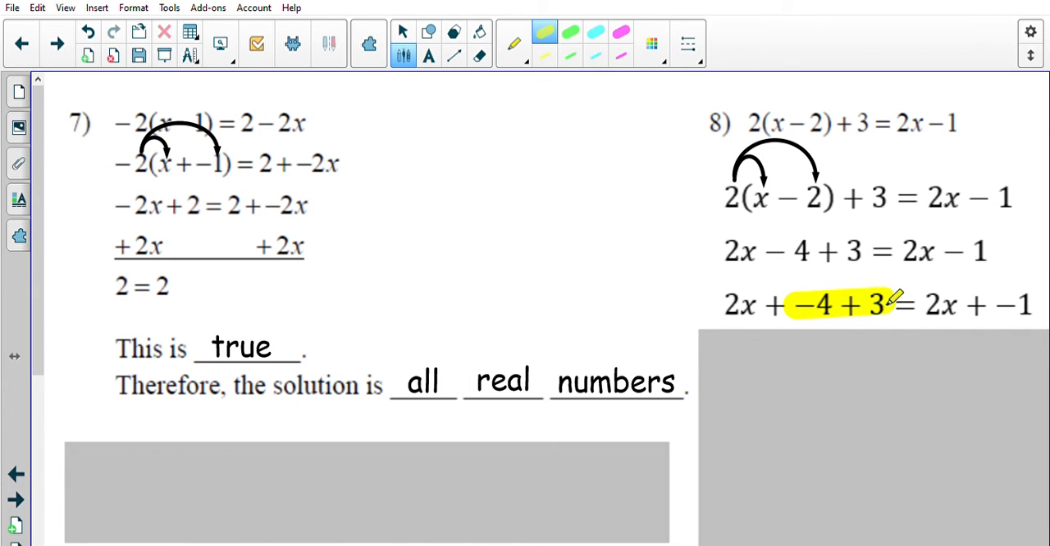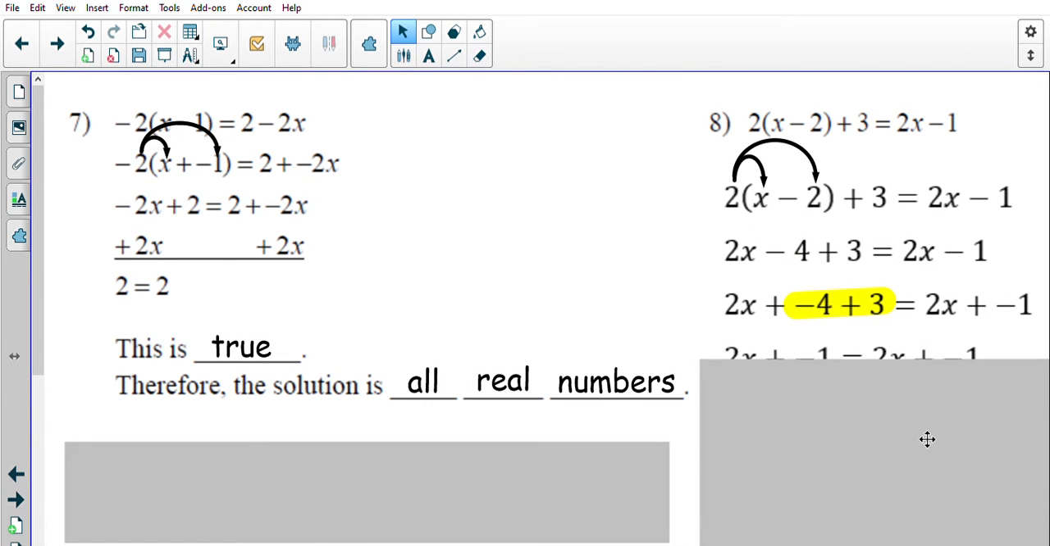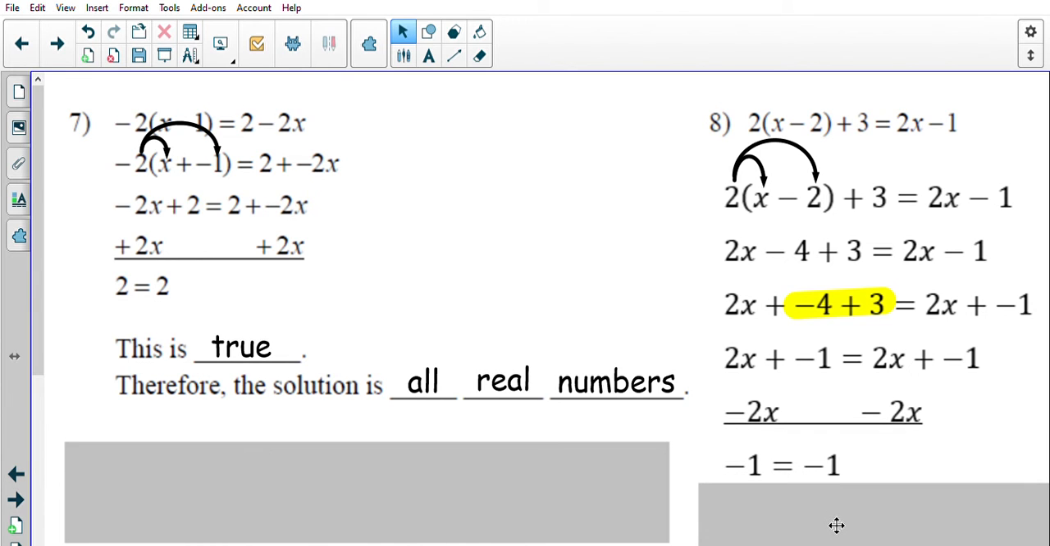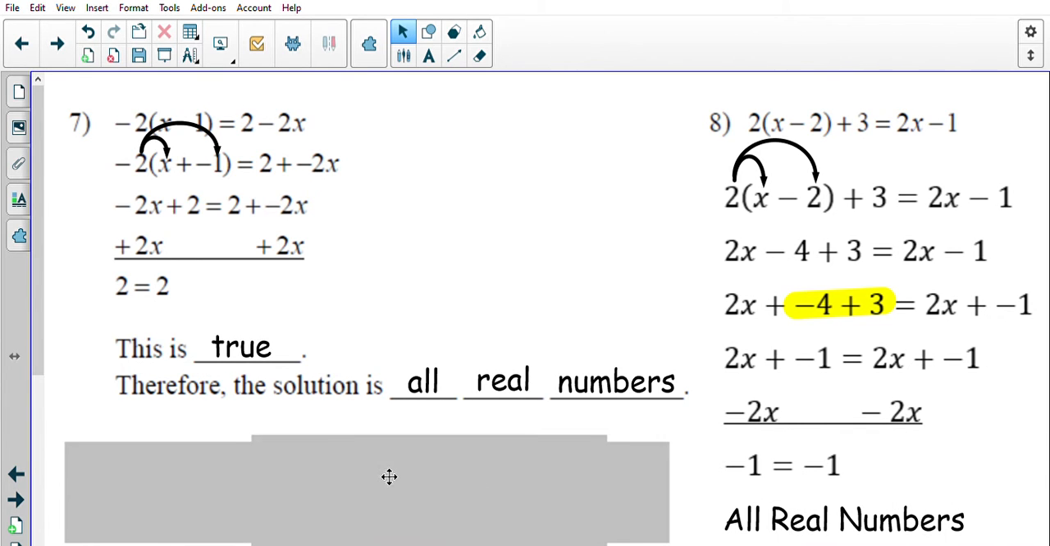So we have negative 4 plus 3 here. When I combine those two constants together, that gets me negative 1. So I have 2x plus negative 1 equals 2x plus negative 1. Since I have a 2x on each side, and they're both positives, I'm going to subtract 2x from both sides. That's going to leave me with negative 1 equals negative 1, which is certainly a true statement. So we can say that our solution is all real numbers.